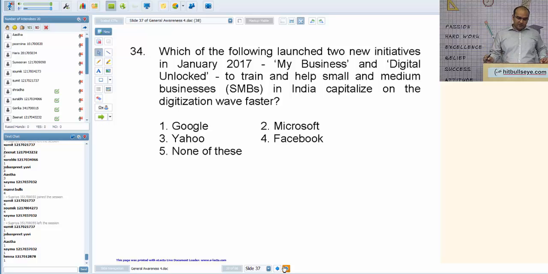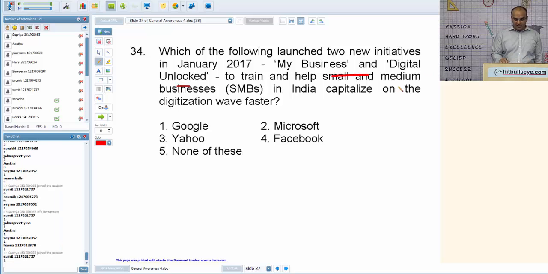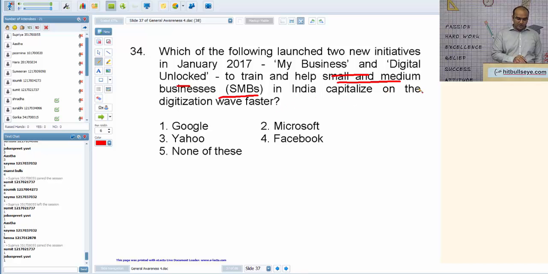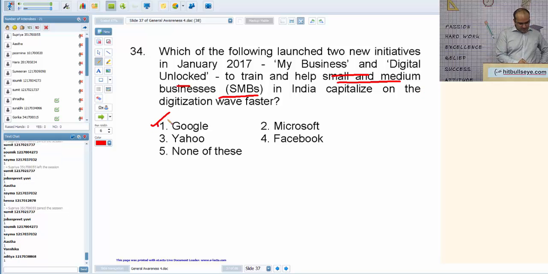Next, which of the following launched two new initiatives, that is My Business and Digital Unlocked, to train and help small and medium businesses in India capitalize on the digitization wave faster? Again, good to see that you've been keeping yourself updated. The answer is correct, Google.